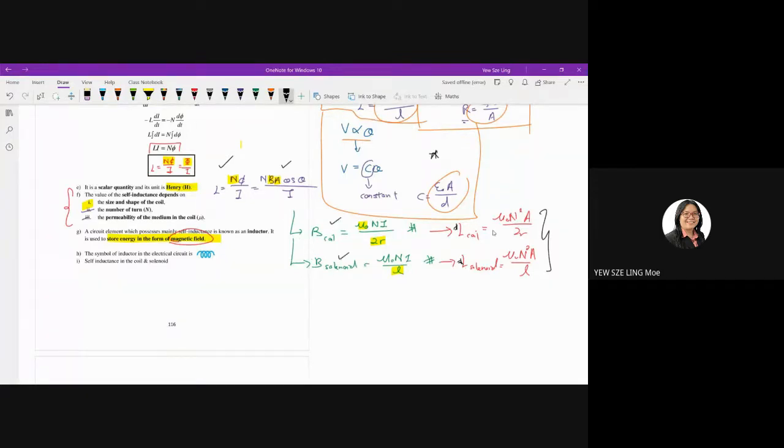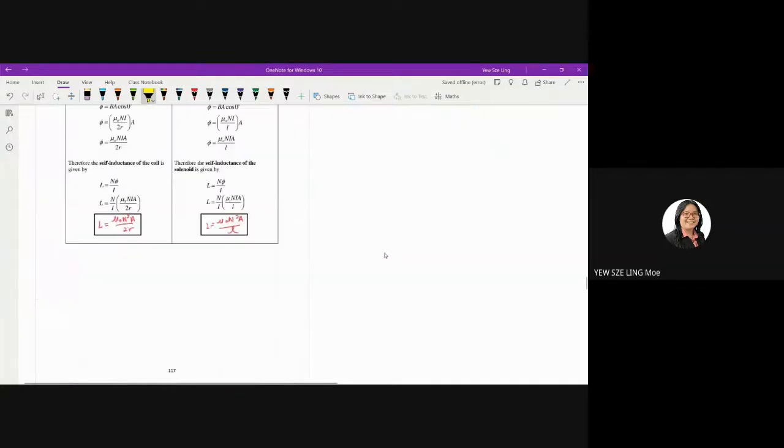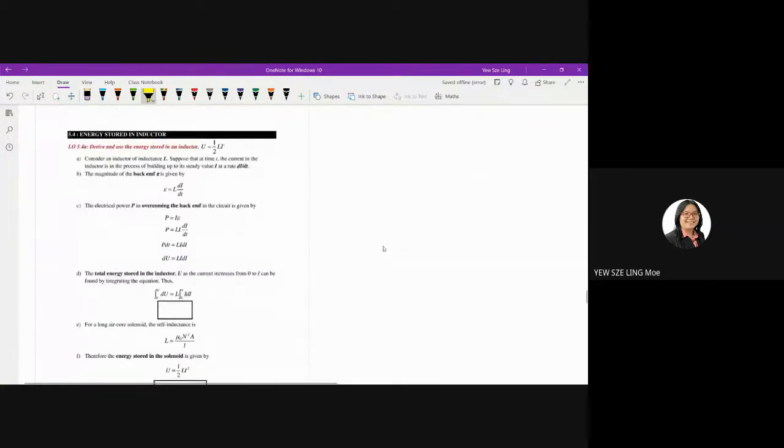So either you memorize these 2 equations in the red color straight away, or you follow the steps that I show you right here and derive it by yourself. The important thing is you have to know whether the inductance that you calculate is for a solenoid or for a coil. For a coil, you need to use the B for a coil. If solenoid, then you need to use the B for a solenoid. So now let's go to 5.4.